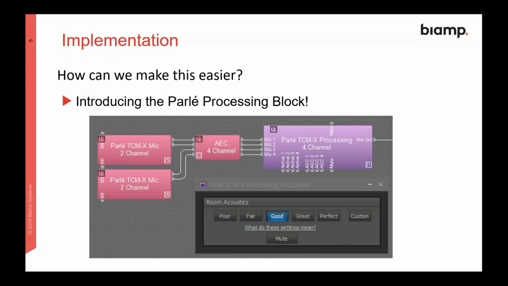And if you double click on that block, we give you a very, very simple user interface. You have some room acoustic settings, and you can pick between poor, fair, good, great, perfect. And we'll talk a little bit more about exactly what those mean here in just a minute. But in a lot of applications, you can just drop that in and pick the room acoustic settings that are applicable to your room, and it'll take care of the EQ, it'll take care of compression that we have in there, any gain that we need for that microphone, and it'll do most of the work for you, and that may actually get you exactly where you need to be in many situations.